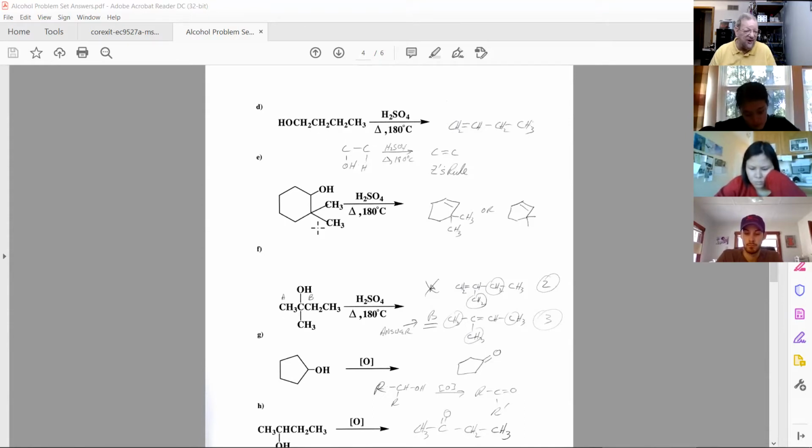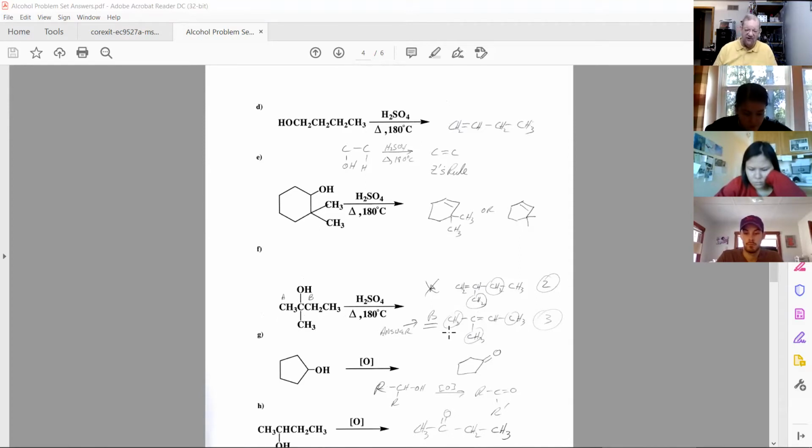Now for D and E, you don't have to bother because there's only one place you can lose a hydrogen to form the double bond. But for F, there are 2 places, A and B. And if I lose the hydrogen from A and the hydroxyl group, I'll get structure A. If I lose the hydroxyl group and the hydrogen from B, I'll get the double bond of structure B.